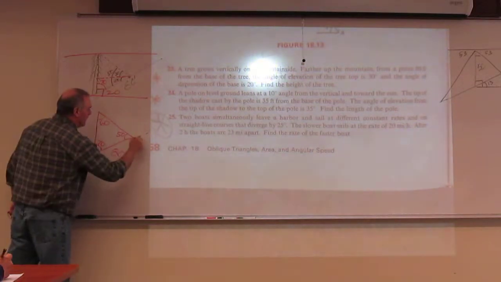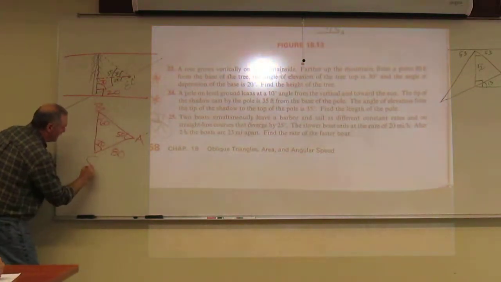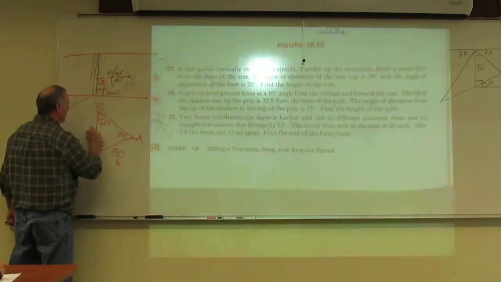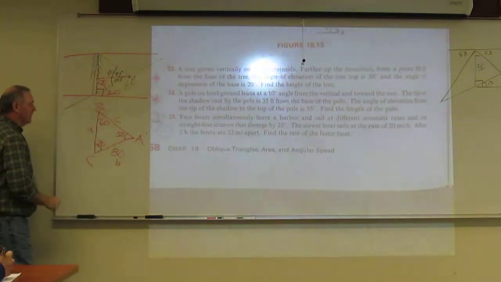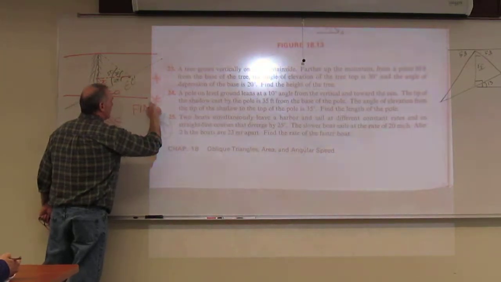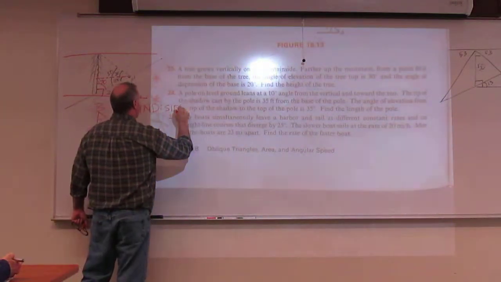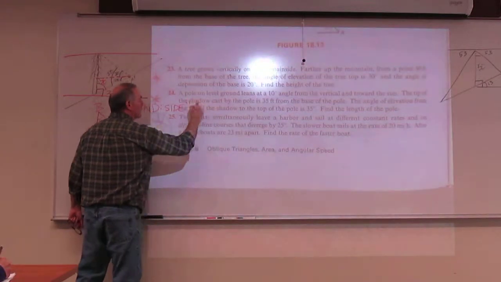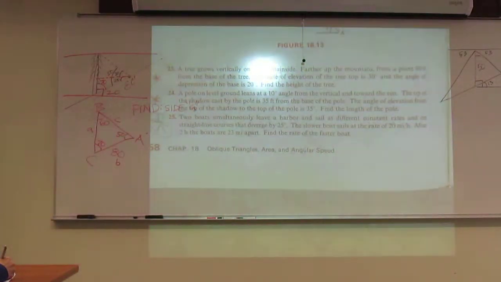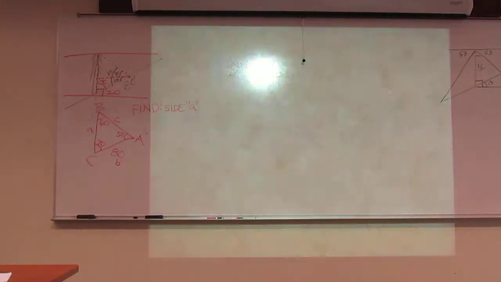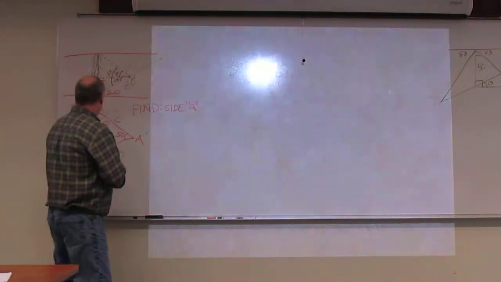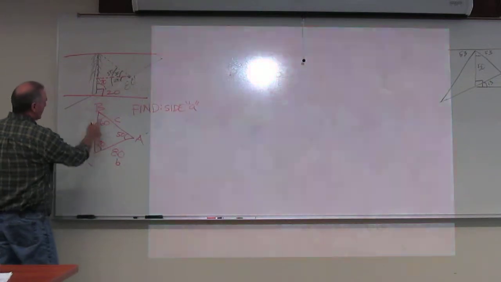We are looking for this. So let's just label it. Go A, B, C. Therefore, this is B, this is A, that's C. But we are trying to find side A. Should we work through that? I'm going to shut this down so we don't have that. Okay, so it looks like I got all of B, right?